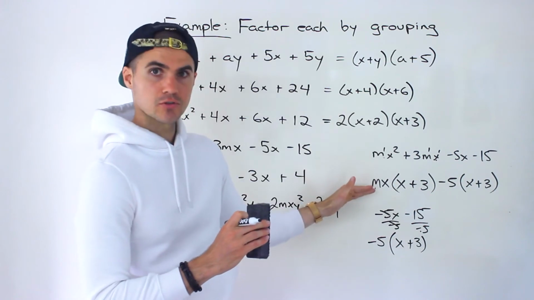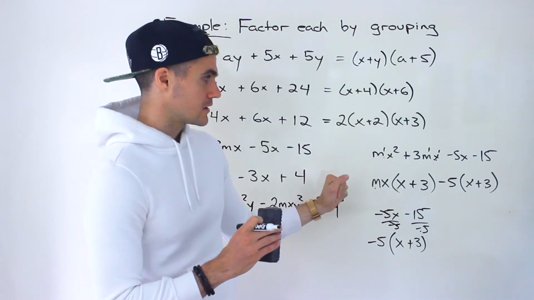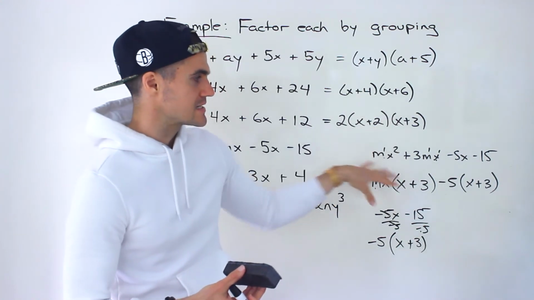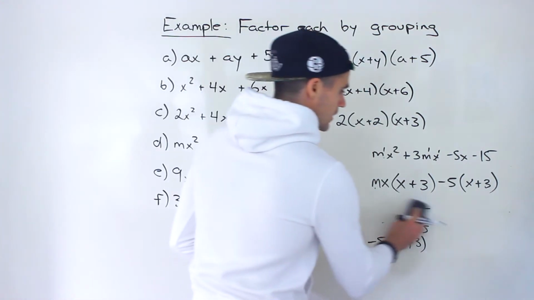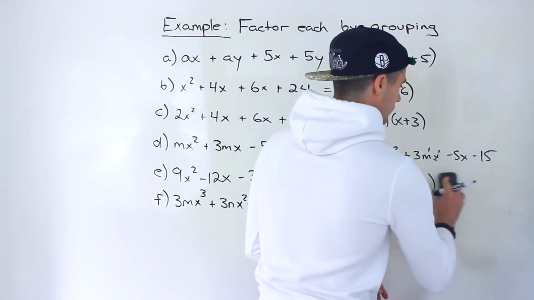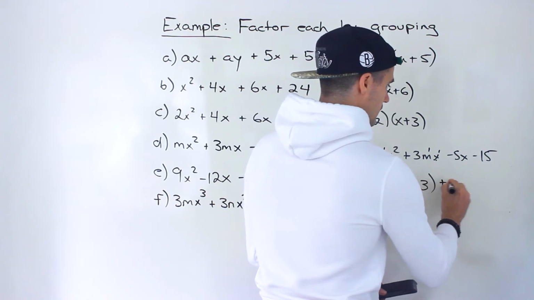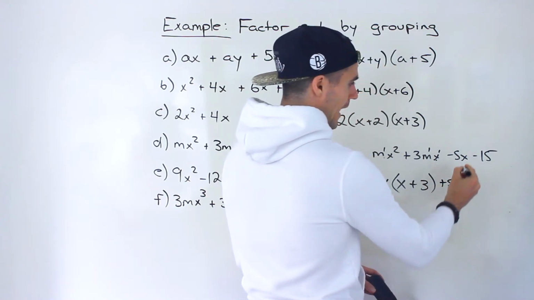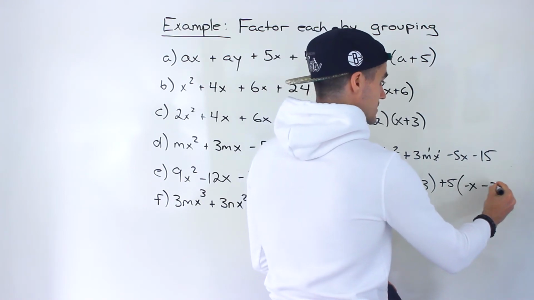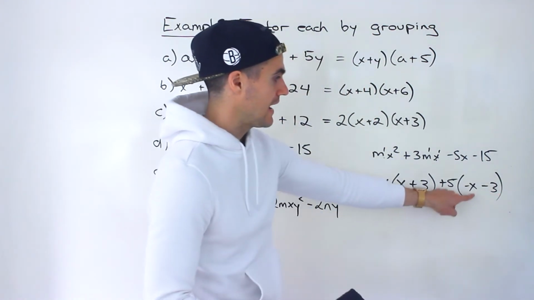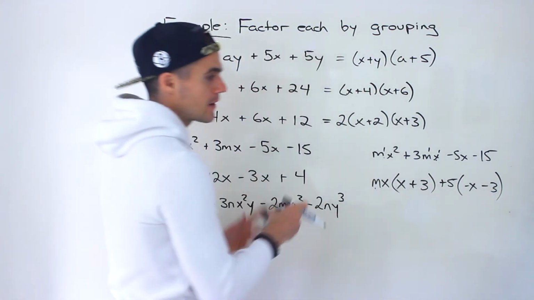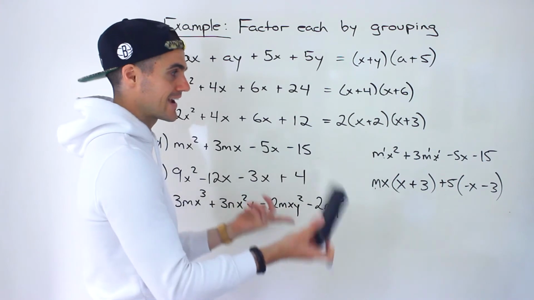Either it's not possible to do the factoring by grouping, because not all expressions can be factored by grouping, or there's some kind of mistake that you did. So if we didn't take out a negative 5, let's say we took out a positive 5 over here. What would happen? Well, we'd be left with negative x minus 3. But then negative x minus 3 is not the same as x plus 3. So then we can't take out that binomial common factor in the next step.